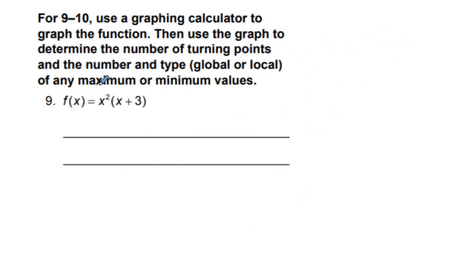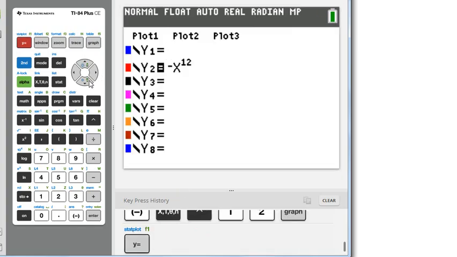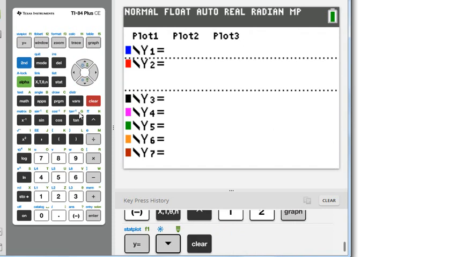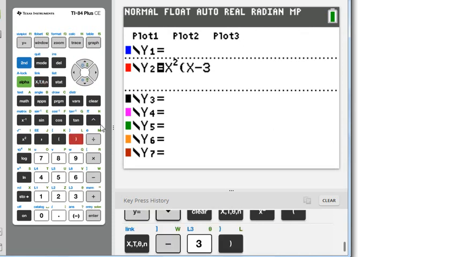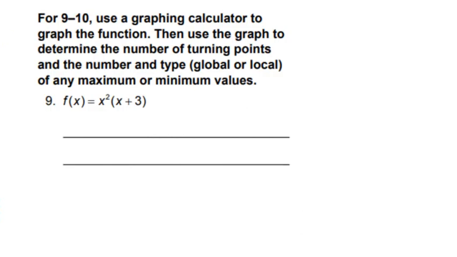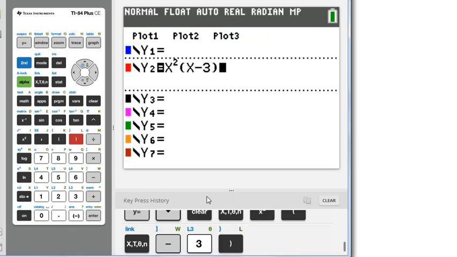For 9 through 10, use the graphing calculator to graph the function, then use the graph to determine the number of turning points and the number and type, global or local, of any maximum or minimum values. So we're going to have x squared times quantity x plus 3. So we go here, x squared, I'm going to put x squared times quantity x minus 3. Let me make sure here. x plus 3. Okay, it helps to look.